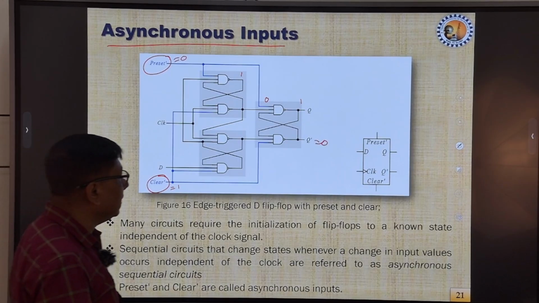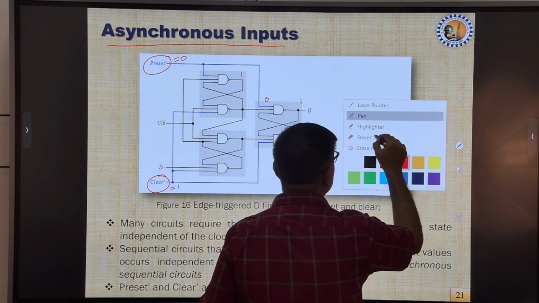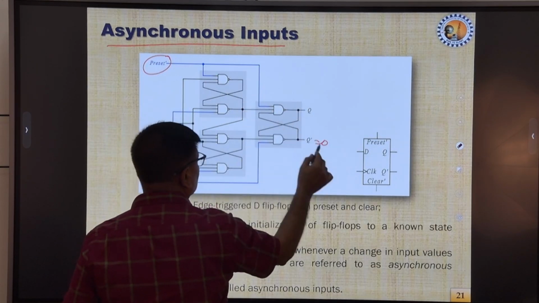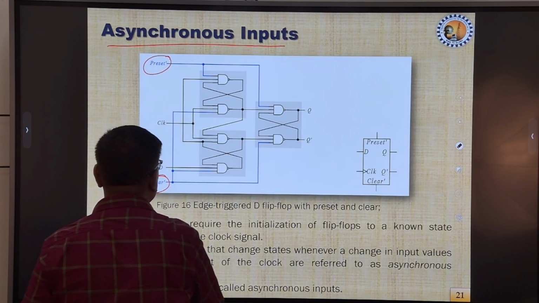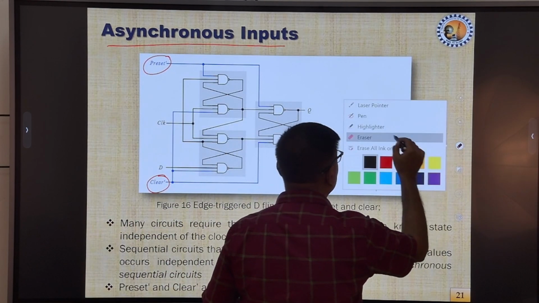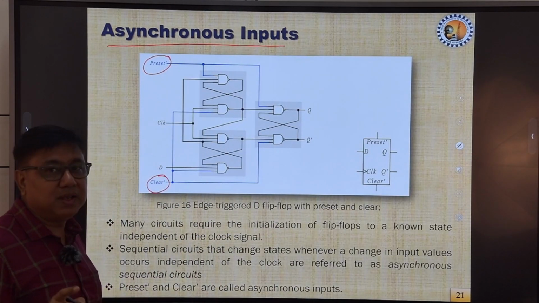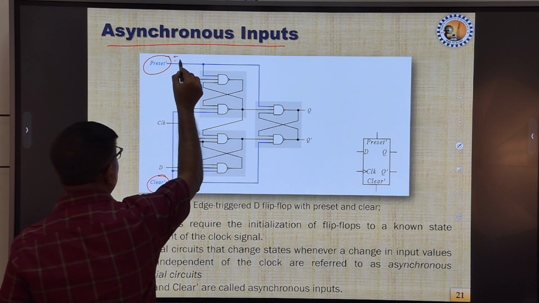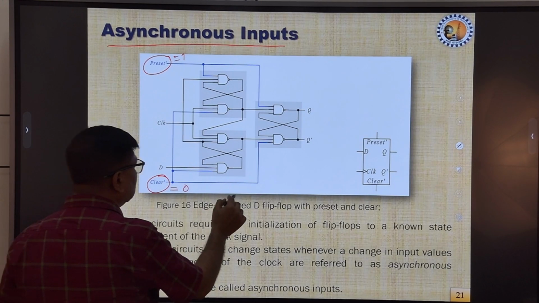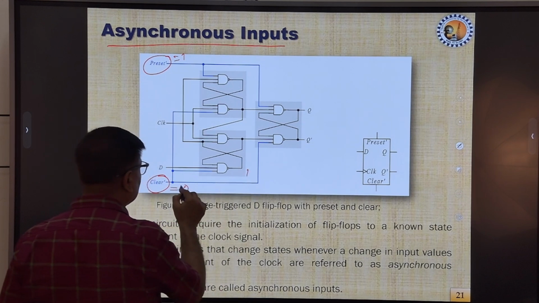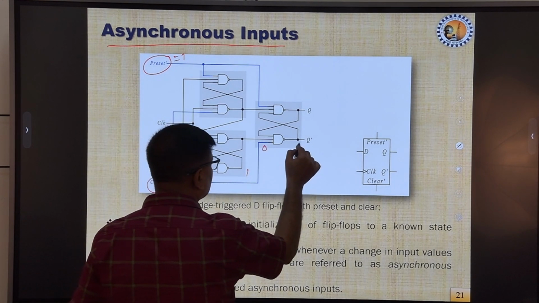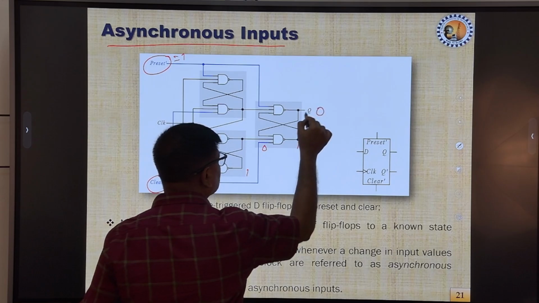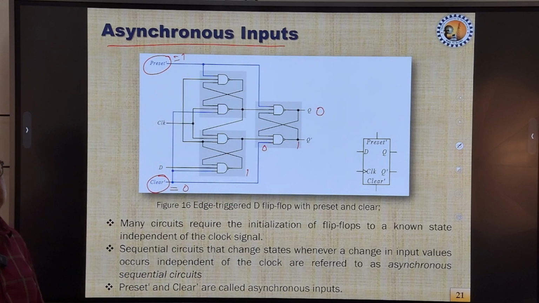Now, on the contrary, if we want the clear situation to happen, that means the flip-flop output should remain at 0. For that purpose, we will apply a 0 over here and we will apply a 1 over here. This 0, like the previous one, will make a 1 over here, and this 0 will make a 1 over here. When it is 1, this complementary connection will ensure that the Q output is at 0.